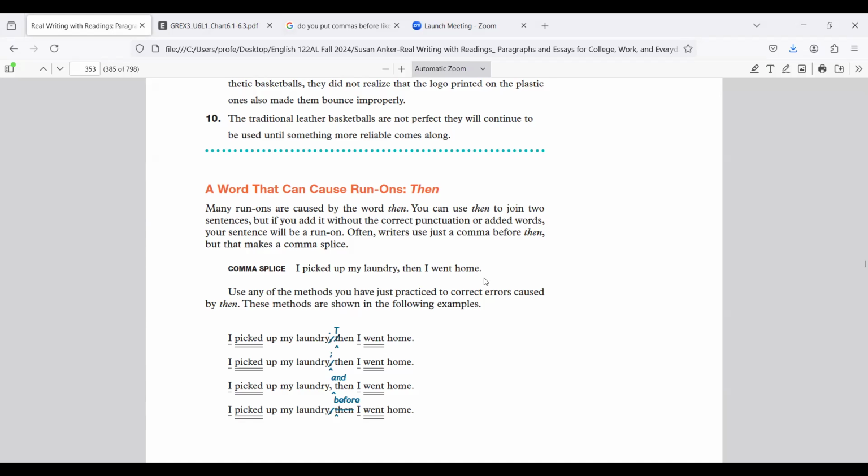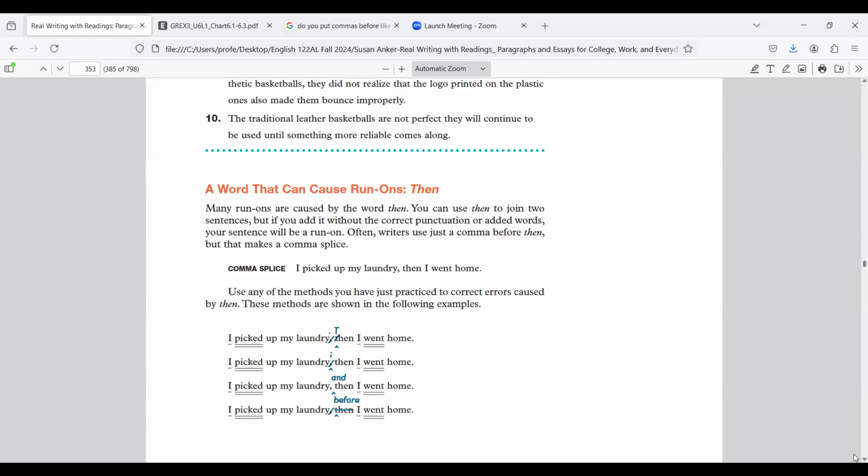I picked up my laundry, then I went home. Because this is an independent clause and this is an independent clause, and this word then is not strong enough to go in between two independent clauses with only a comma. So you could either just put a period, you could put a semicolon, you could add and, which is a coordinating conjunction, or you can change it and put a dependent word. Okay, so please remember this.